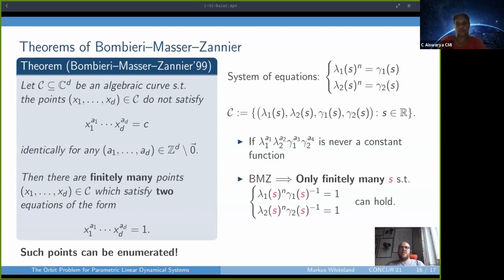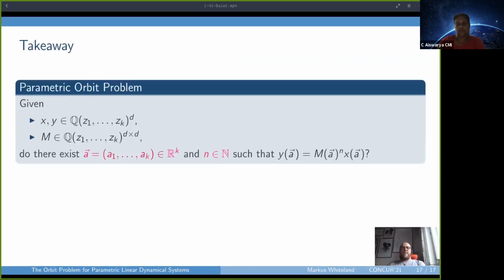Now we may take these two products. Now we can find these points and check whether we get a positive instance of the induced orbit problem. We know that there can only be finitely many s for which this holds. Okay, that's all I wanted to say about the paper.